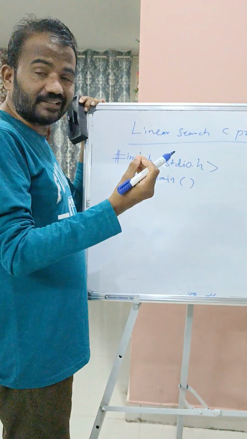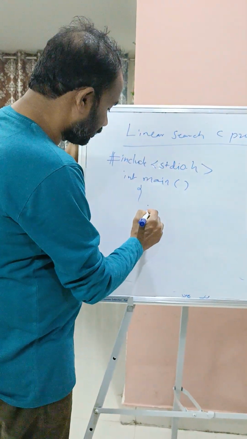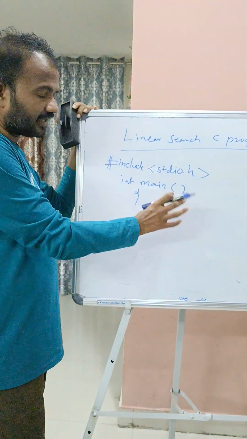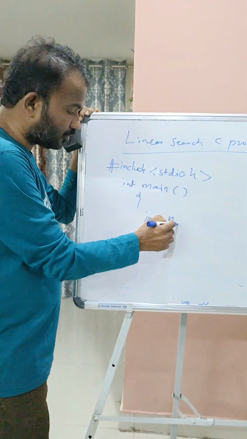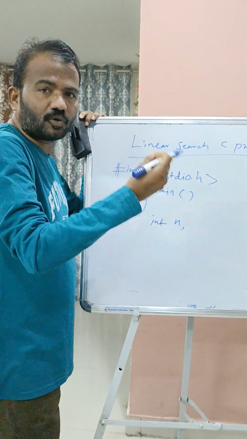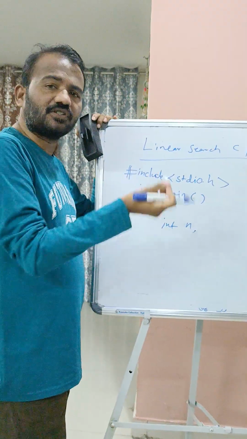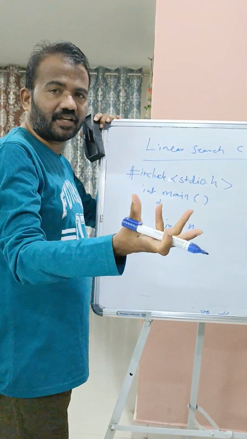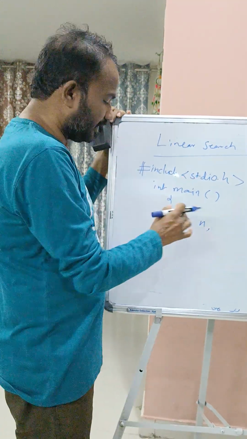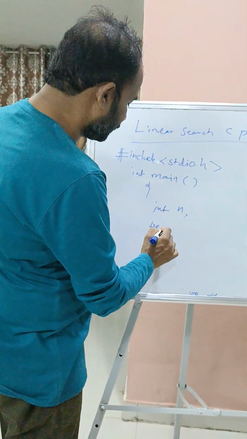So what is our first step? The first step is deciding the size of the array. Suppose I am declaring the size of the array as n. I am separating variables with a comma, not a semicolon, because while writing the program we are going to take different types of variables. Whenever I take a variable, I declare it in the declaration section. So int n.